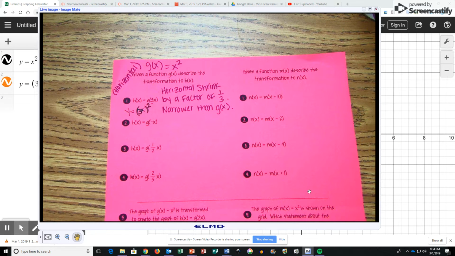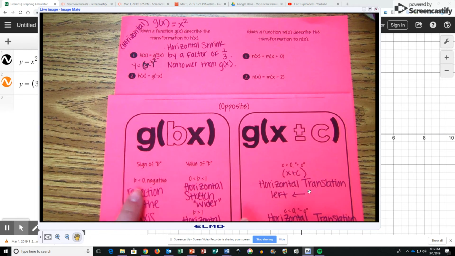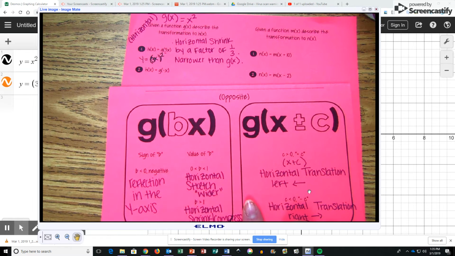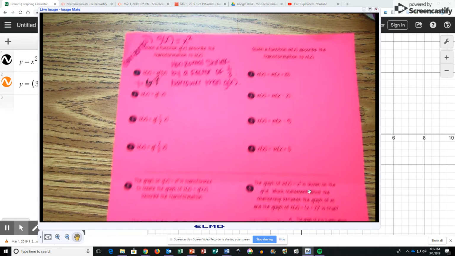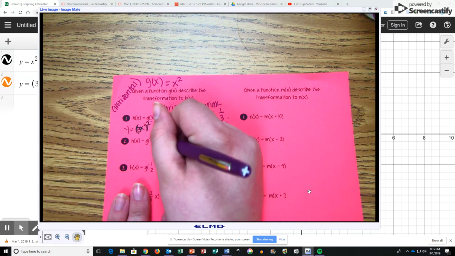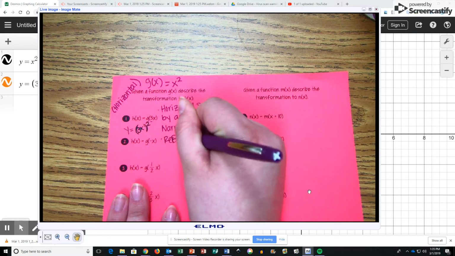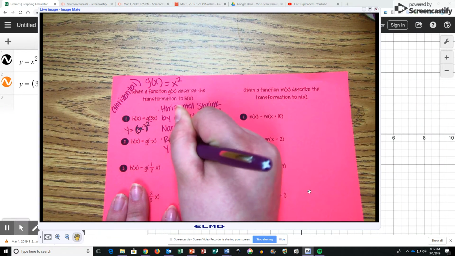Number 2, h of x equals g of negative x. All right, let's see what it told us over here. All right, if b is less than 0 and it's negative, that means it has a reflection across the y-axis. So that told me my answer for this. Reflects across y-axis.